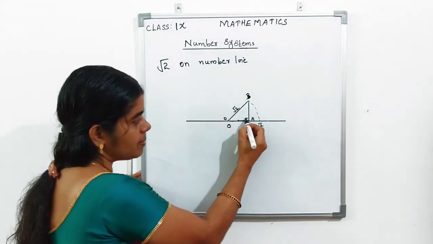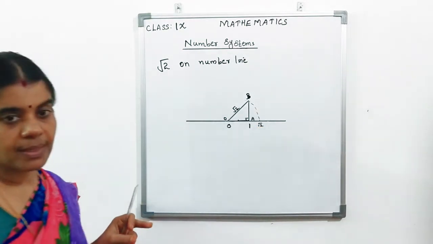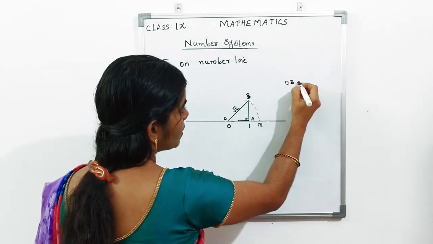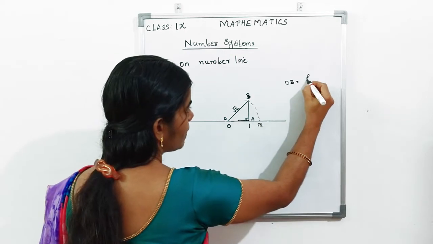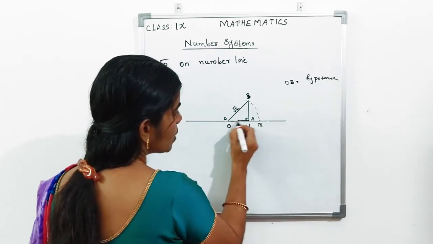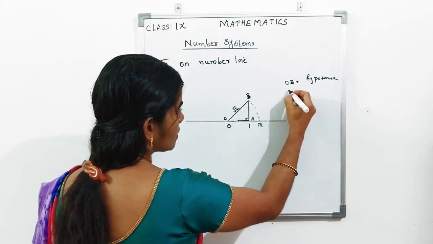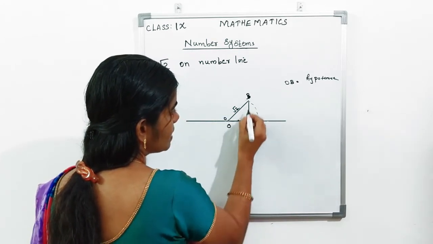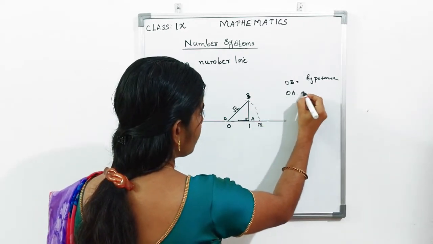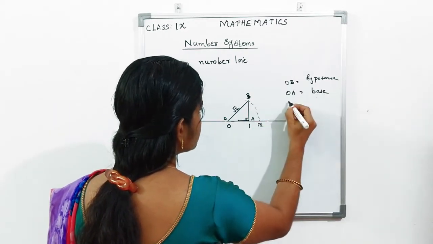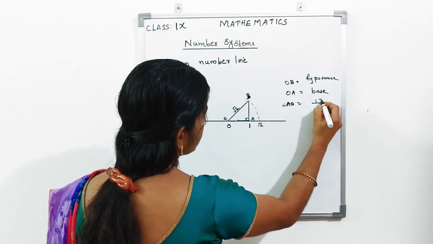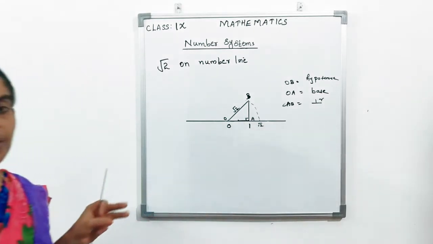How are you getting this? Because it is a right triangle, OB will be the hypotenuse. You already know that the side opposite the 90 degrees is the hypotenuse. OB is the hypotenuse, OA will be the base and AB will be the perpendicular. It's the perpendicular distance. You already know that.